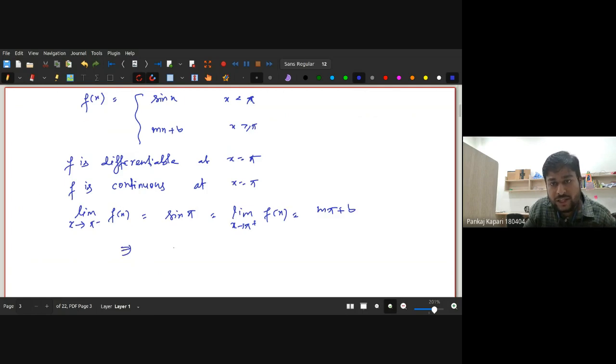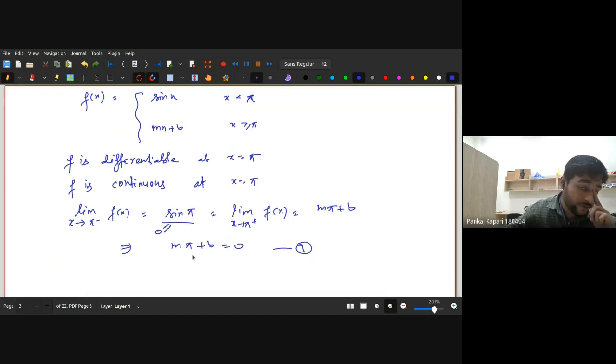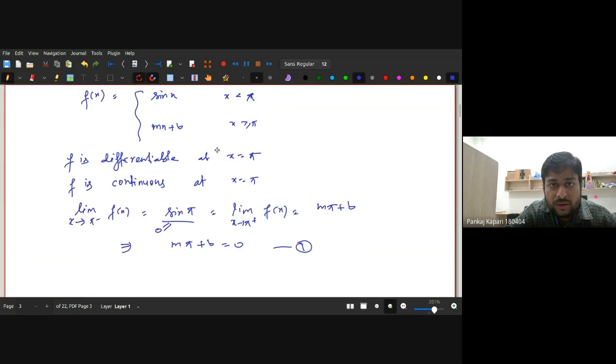This equation gives that m pi plus b must be 0, right? Because sin pi is 0. So this is equal to 0. So this is our first equation for finding the values of m and b. And now we use this condition of differentiability, right? Because the function is differentiable. Now notice that if x is less than pi, then you can differentiate the function, right?